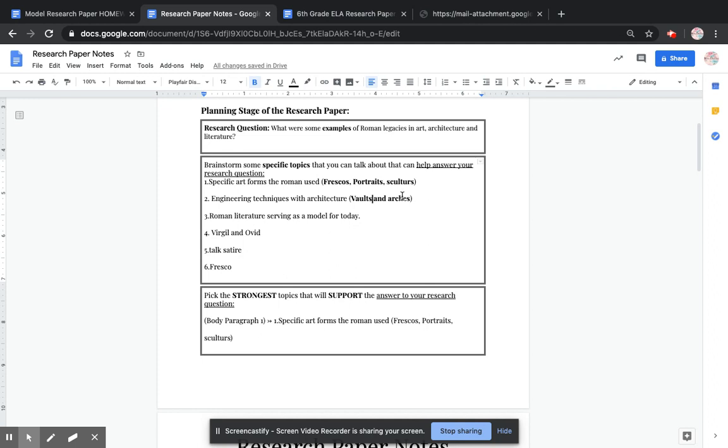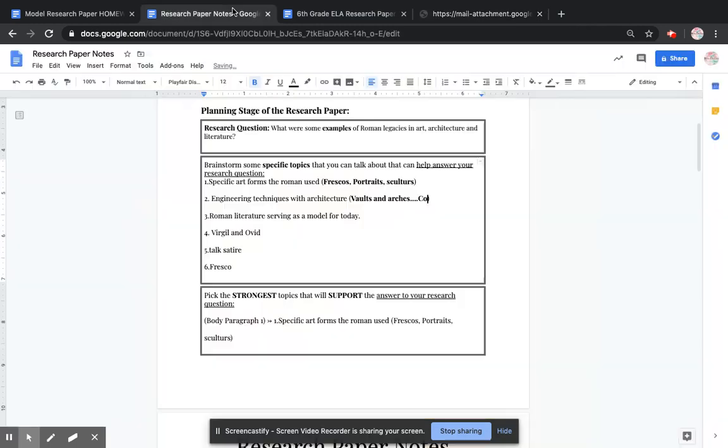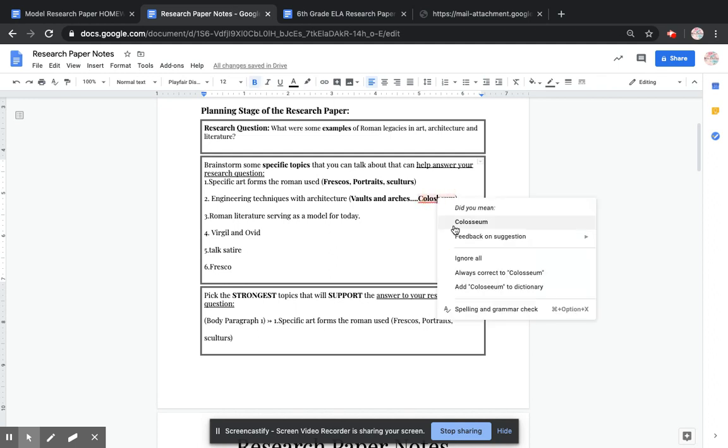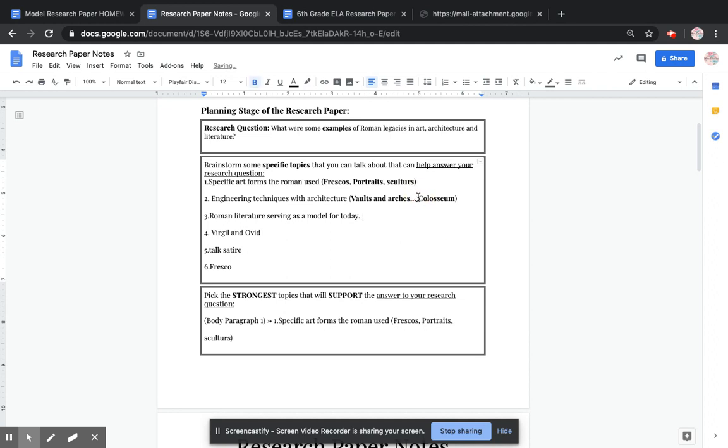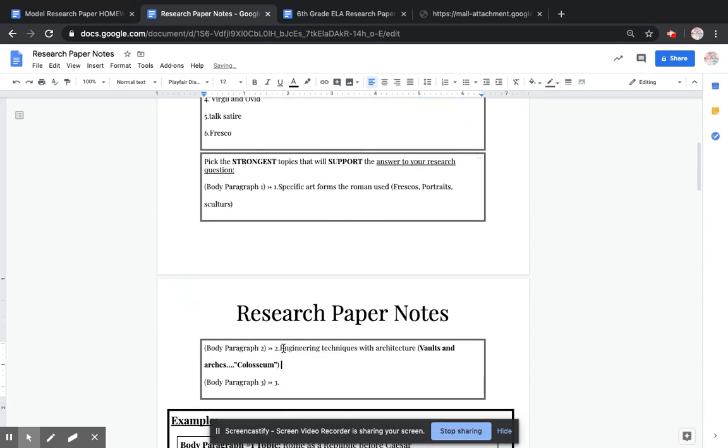So these are some examples of the architecture, and I can put here in my notes, do the Colosseum. And let's double check. C-O-L, Colosseum. I spelled it wrong. That's okay. There we go, Colosseum. So I can put this in my paper as well. So that way I remember, hey, you want to mention the Colosseum as an example of how they use those vaults and arches. So I'm going to go ahead and put that here.